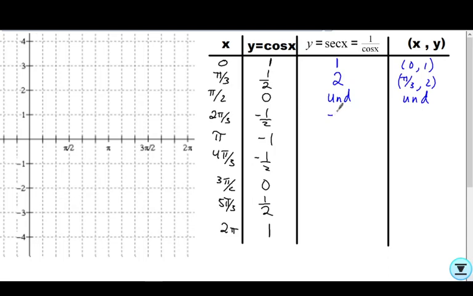Then reciprocal of negative 1/2 is negative 2. Reciprocal of negative 1 is still negative 1, negative 2, undefined, 2, and then 1. So those are our values to make our coordinates.